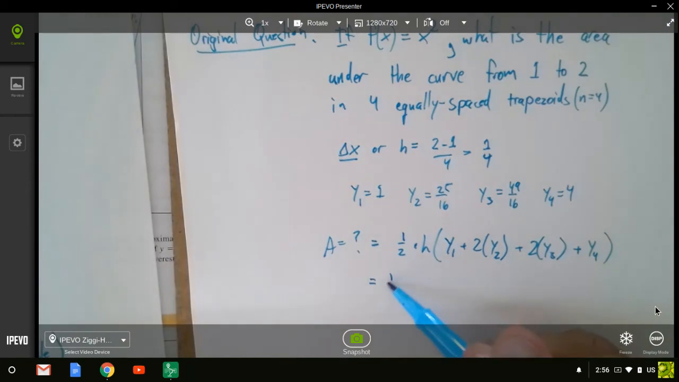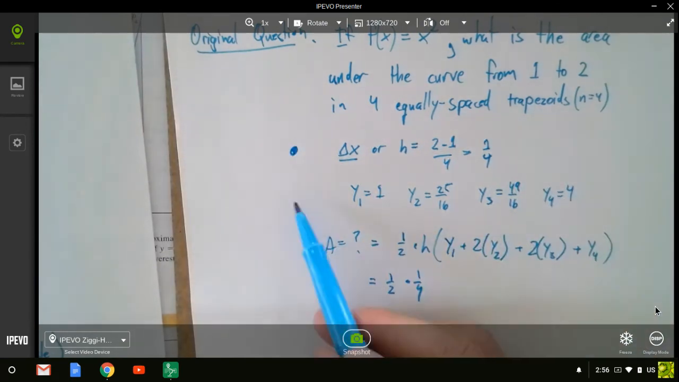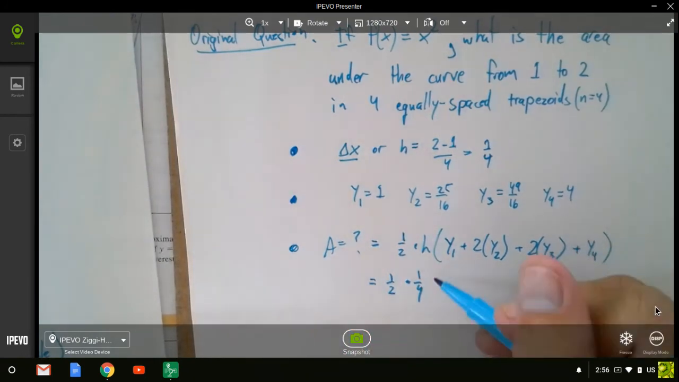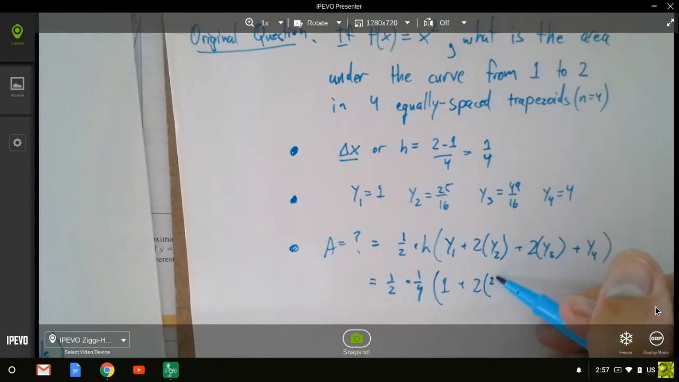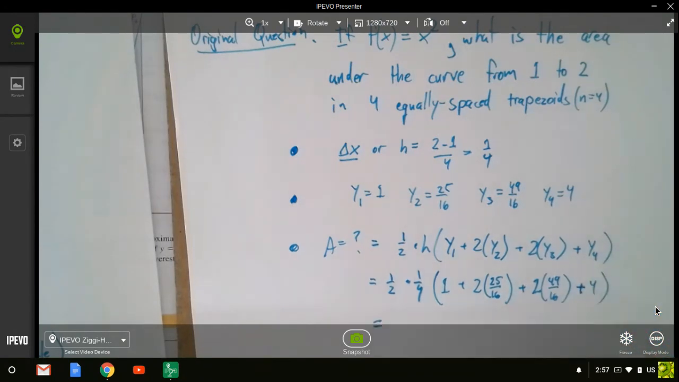So it'd be 1/2 times the height, 1/4. And let me separate these out into different bullet points. This was step 1, this was step 2 to list the heights, and step 3 was this one here. Then times 1, plus 2 times 25 over 16, plus 2 times 49 over 16, plus 4. And then you would add all that together.